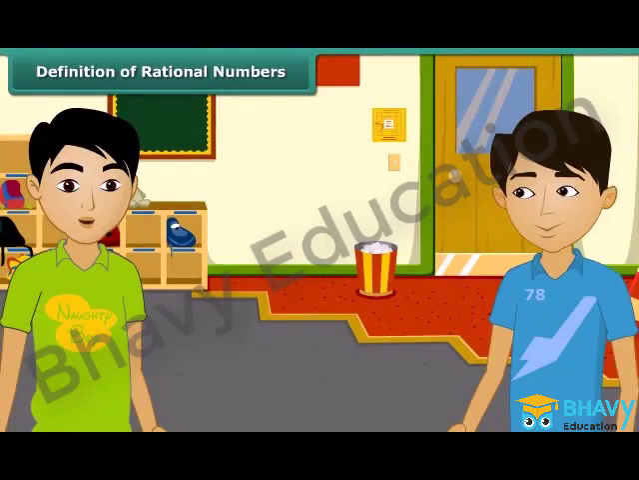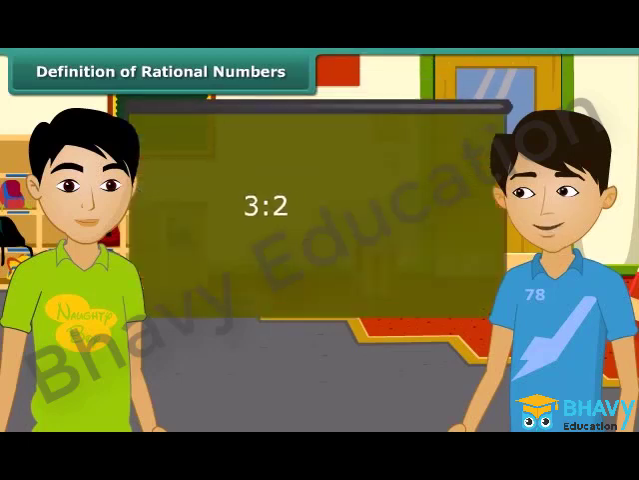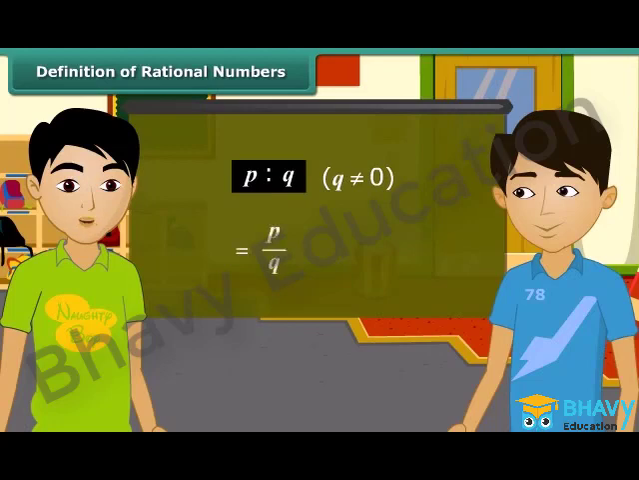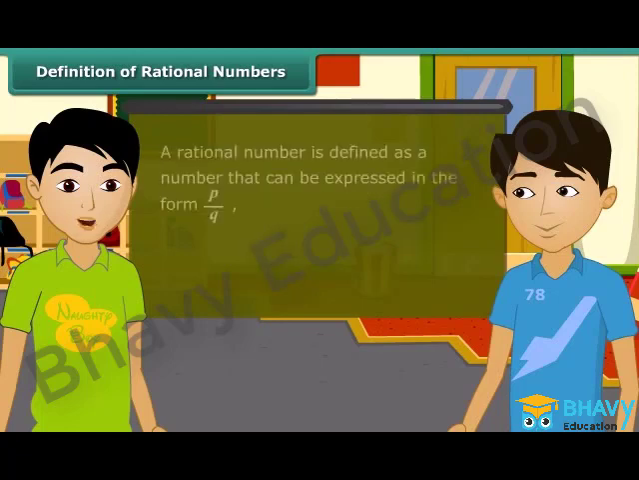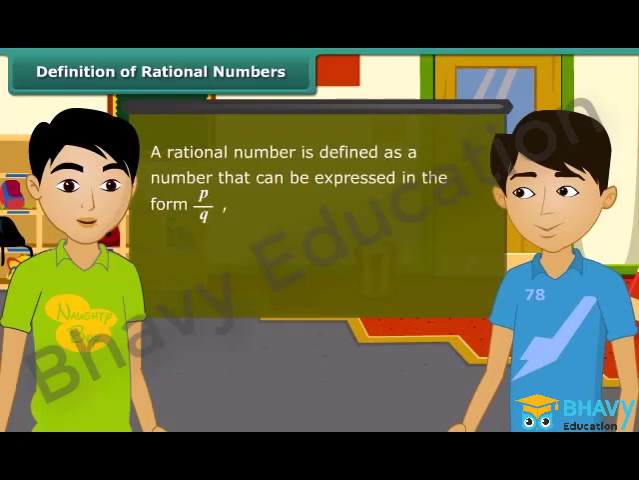The word rational arises from the term ratio. You mean that a ratio like 3:2, which can also be written as 3/2, is a rational number? Yes. Similarly, the ratio of two integers p and q, in which q is not equal to 0, can be written in the form p/q. This is the form in which rational numbers are expressed. A rational number is defined as a number that can be expressed in the form p/q, where p and q are integers and q is not equal to 0.